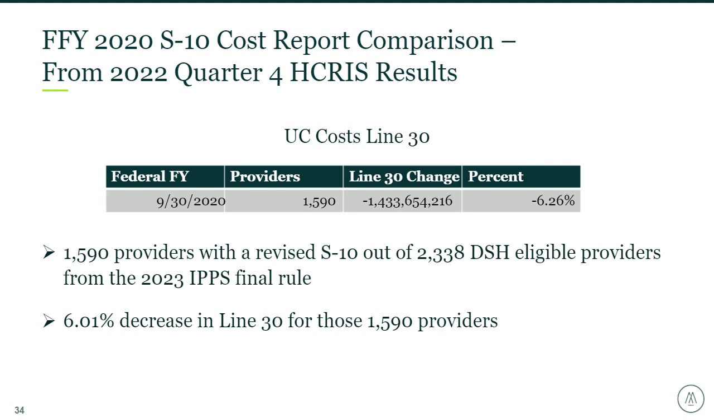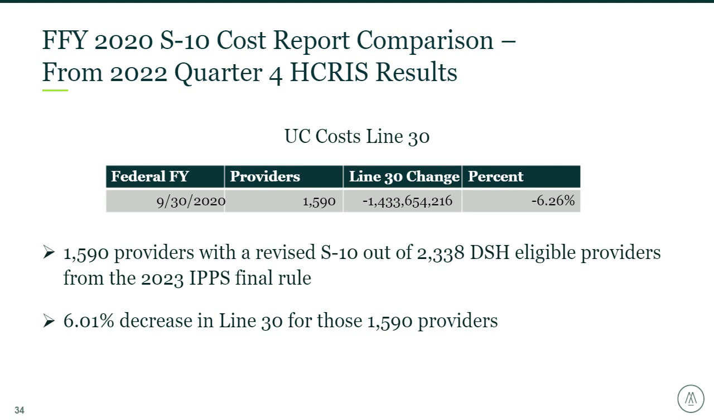The providers that we have in question are the ones that were set to receive UC payments based on the 2023 final rule, as the 2024 proposed rule has yet to come out. So we know during these audits that all the DISH eligible providers plus sole community hospitals were audited. So you can see on this slide, there were 1,509 providers who had a revised line 30 amount that presumably came from the audit at the end of last year.